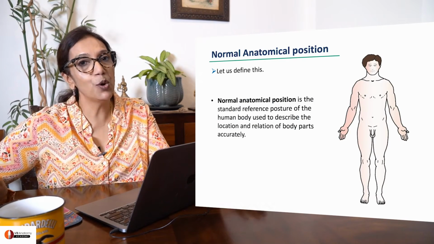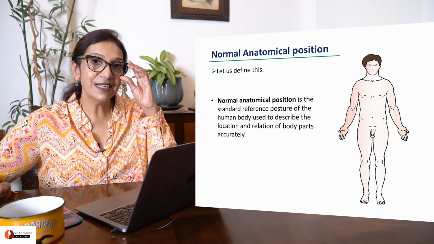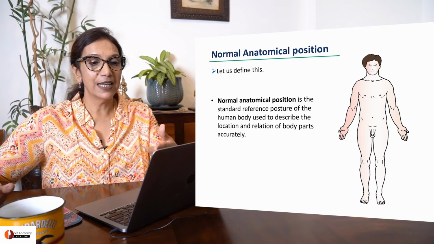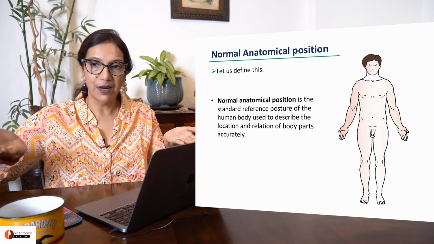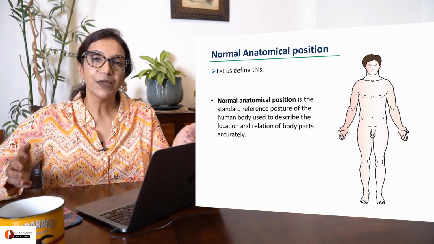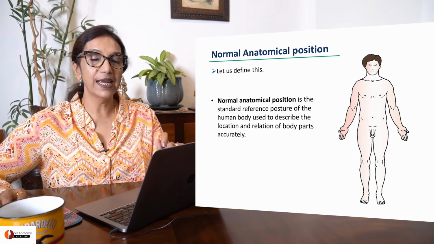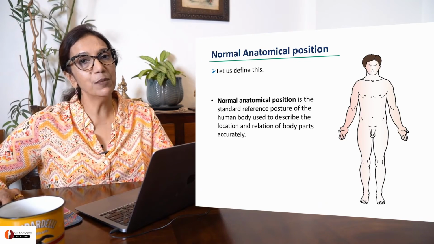Positions of the body. First, of course, the normal anatomical position. I suggest that you do this, okay? So stand straight like this person. Have your arms at your sides. Your toes facing forwards, stand tall, look straight ahead. That's the normal anatomical position.